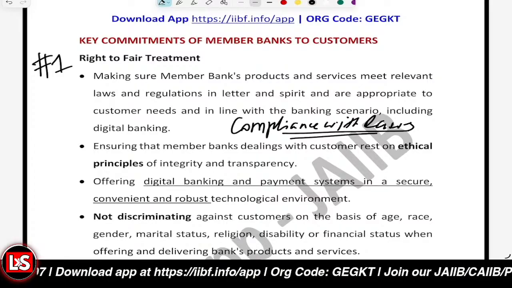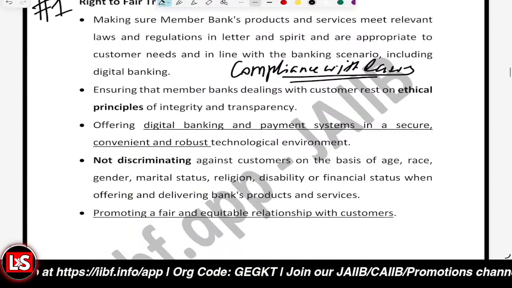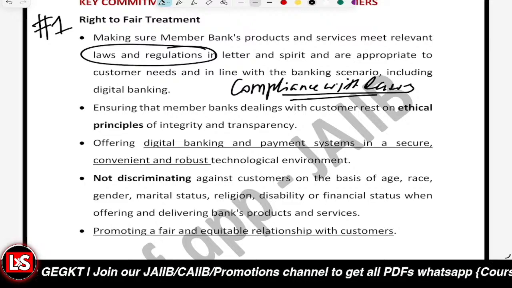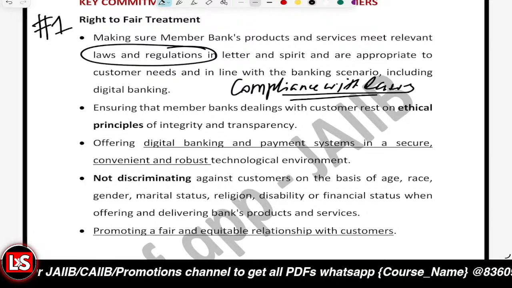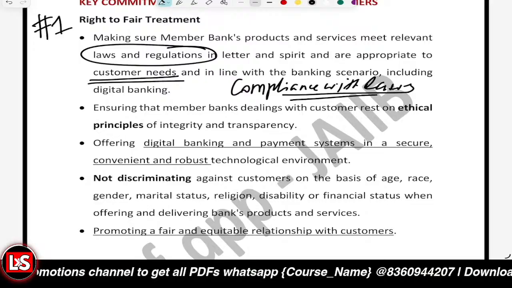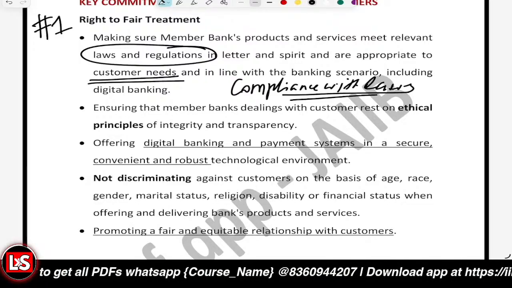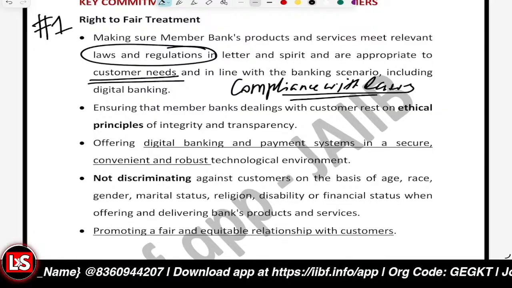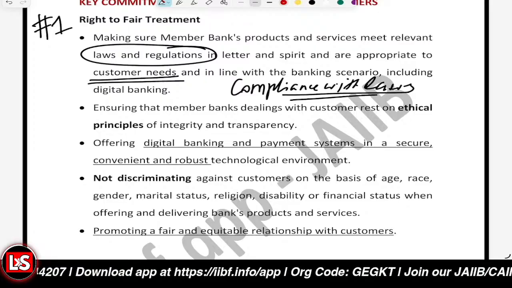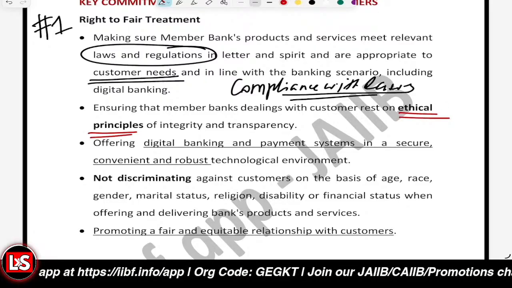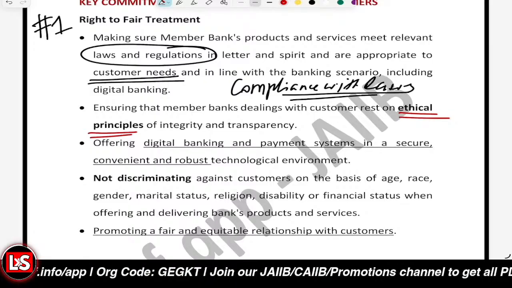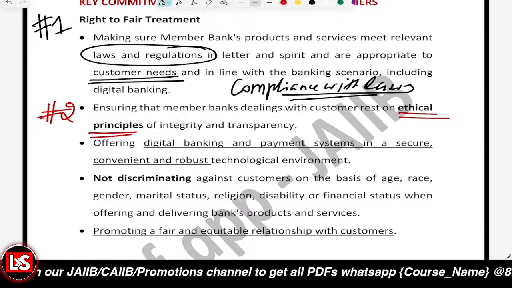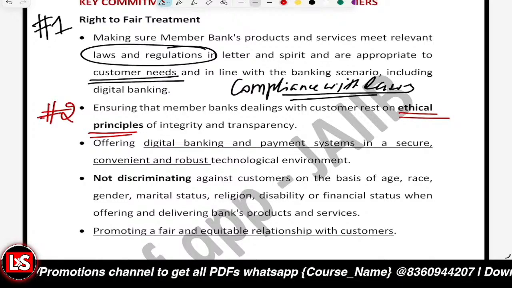And definitely customer oriented products must be there. The second thing, it's about customer oriented products. So whatsoever the laws and regulations, those are to be followed, right? And customer needs must be taken care of, like banking products and services should suit the customer needs, and those must be aligning with the current banking and digital banking practices at least. Then another one, it's about ethical principles must be followed, like integrity, honesty, transparency. Those must be followed when we are dealing with the customers. That must also be taken care of. Ethical dealing must be there.